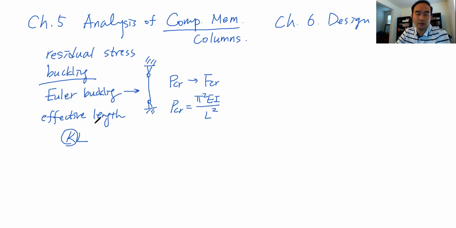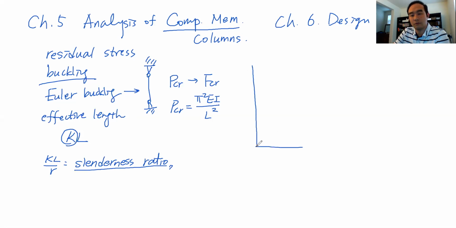So effective length is the length used in our calculation, and using that effective length, KL over R is called the slenderness ratio. This is a very important indication. KL over R is everything, actually, in column analysis and design. So you might remember this.